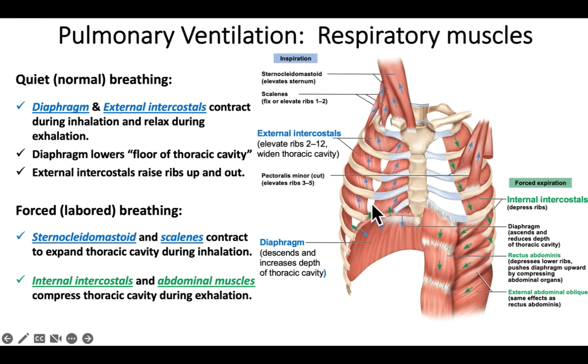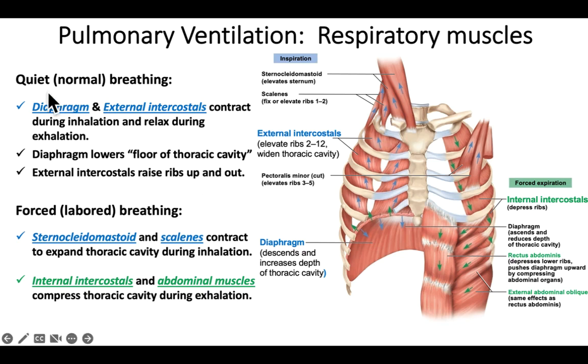You might remember your intercostal muscles and the fact that you've got externals as well as internal intercostals. You probably remember your abdominal muscles. They play a role in forced breathing. So we're trying to categorize these muscles as, do they contract during inhalation? Do they contract during exhalation? Are they used when you normally breathe, or are they used when you forcefully breathe?